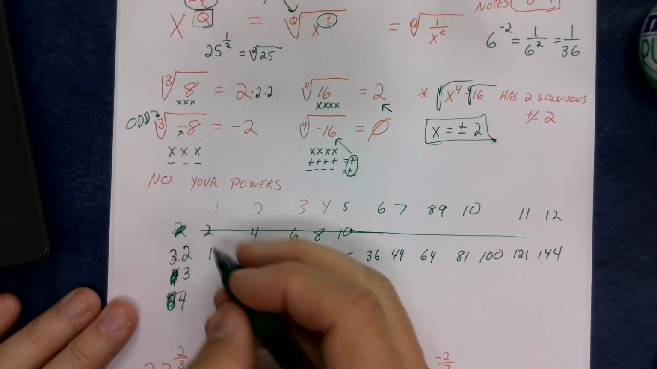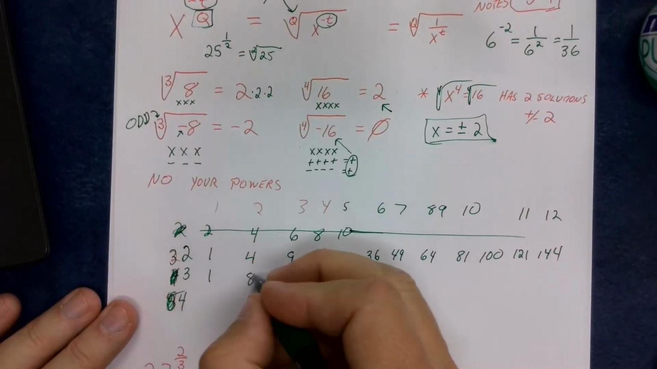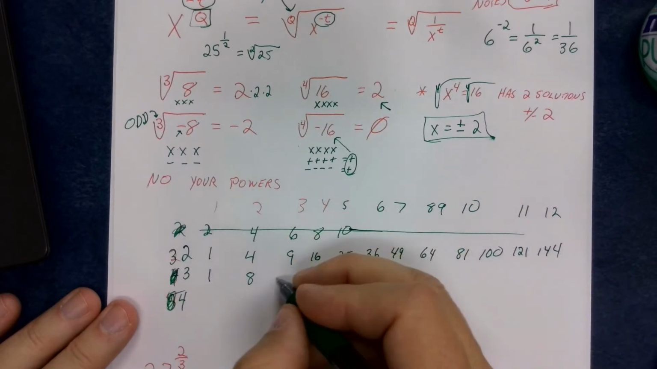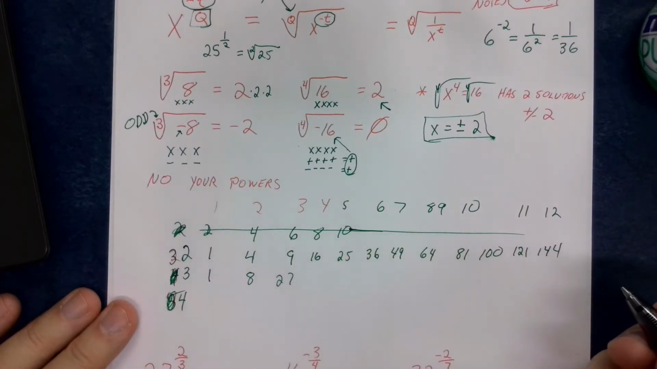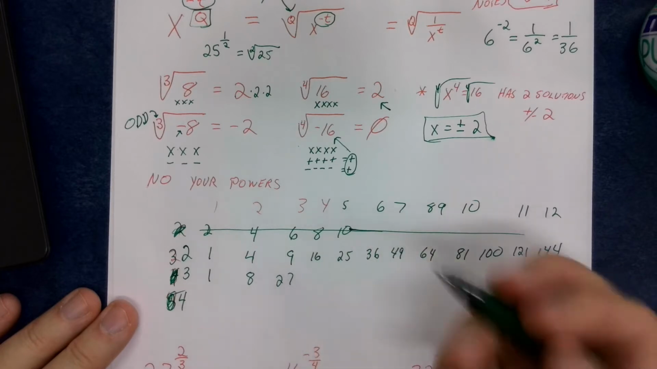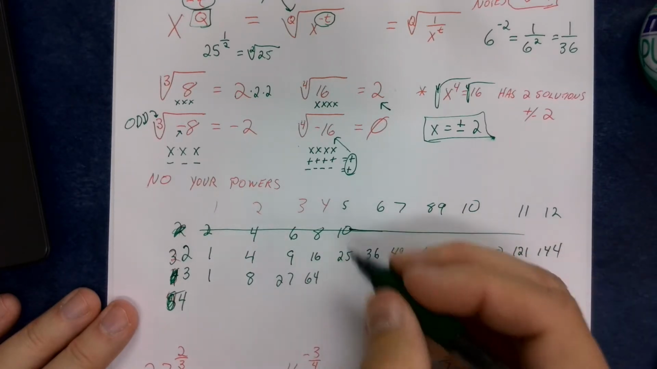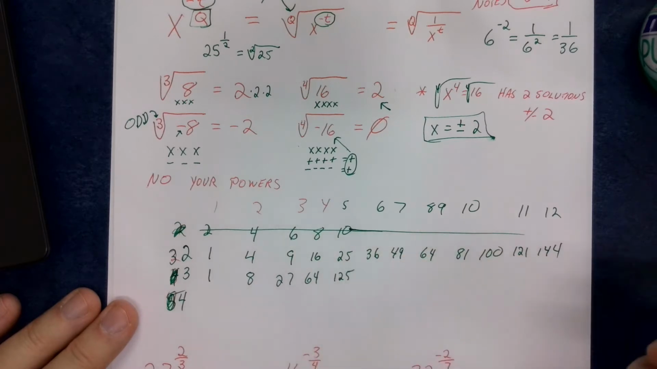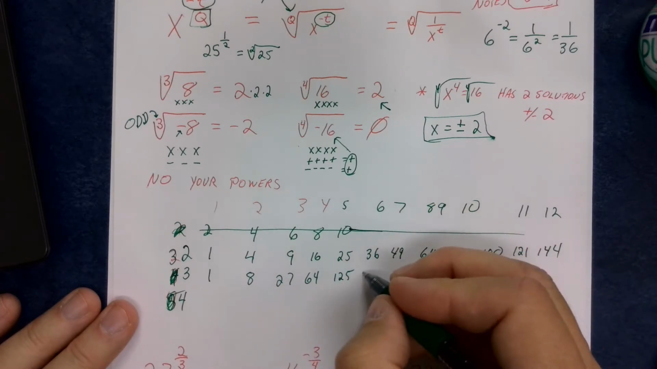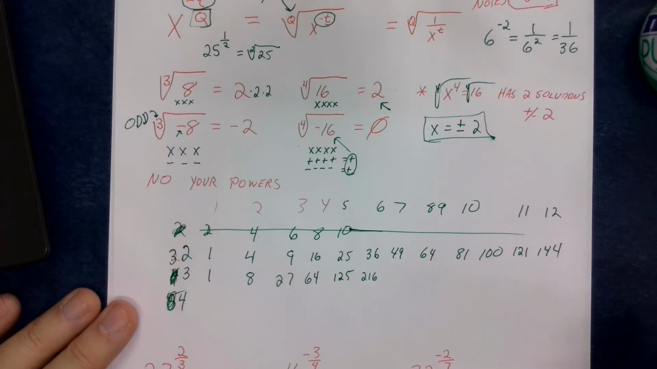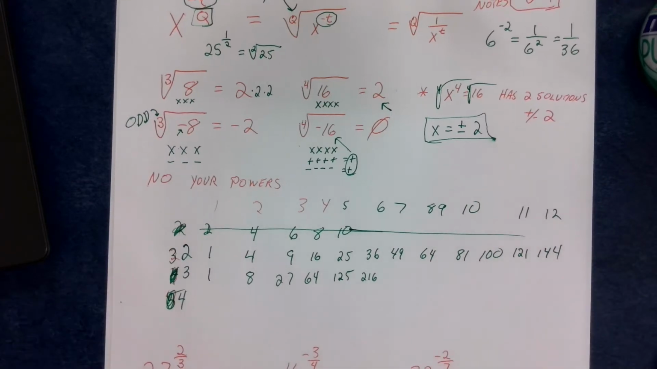But what about cubes? So 1 cubed is still 1. 2 cubed is 8. That's an important one. 3 cubed is 27. 4 cubed means 4 times 4 times 4. That's 64. 5 cubed is 125. 6 cubed is 216. And these are some of the ones that you should just know off the top of your head.